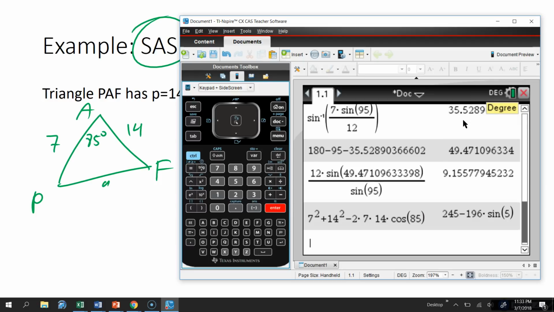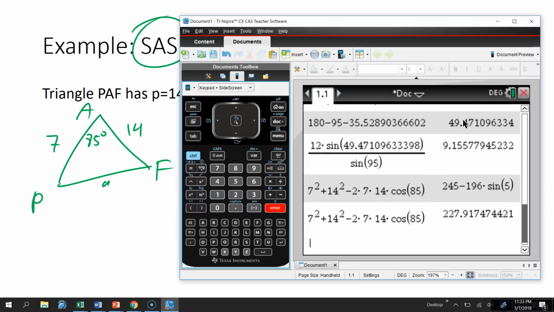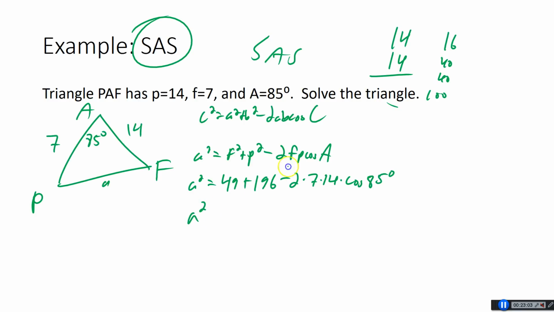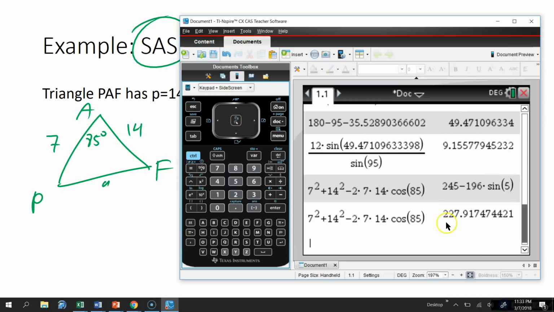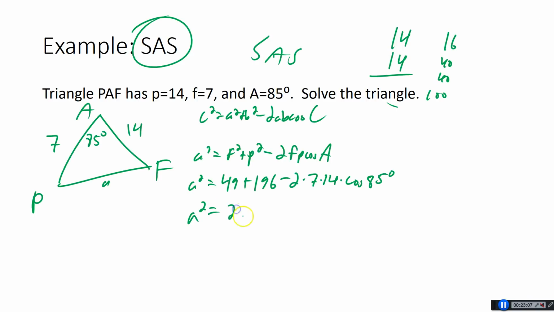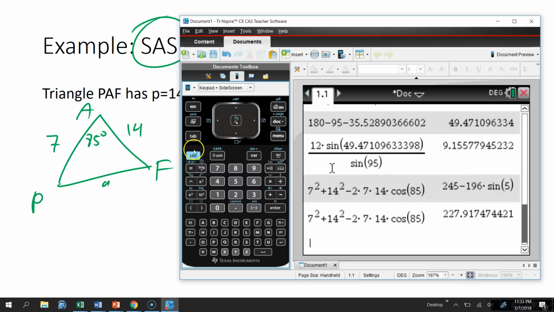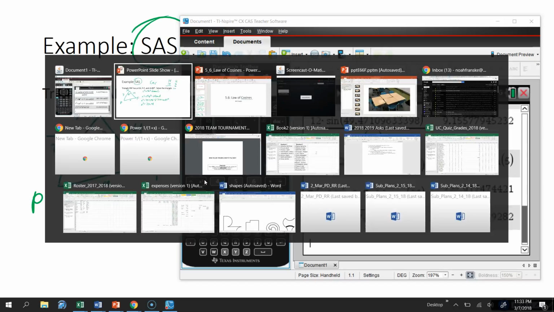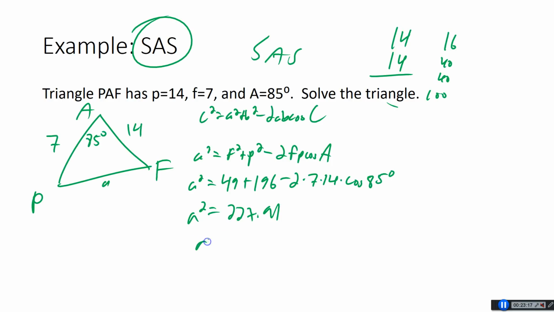Is that my answer? I don't think so, right? Because we haven't taken the square root yet. So we have a squared right now, which I know is 227.91. So I'm going to take the square root of that answer I just got, and that's going to give me 15.096. Okay, so A right here, 15.096.